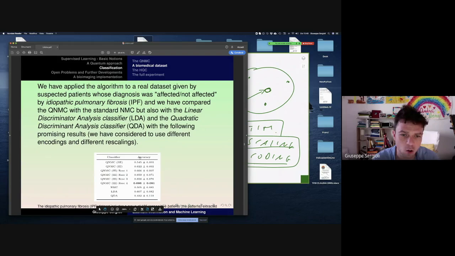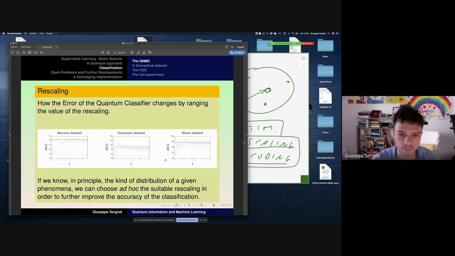So we consider here the quantum version of the nearest mean classifier with different rescaling factors in a certain range, and we compare this not only with the nearest mean centroid classifier, but also with other classifiers, and we have seen that we reached a good result, also by affording the possibility to have different rescaling.